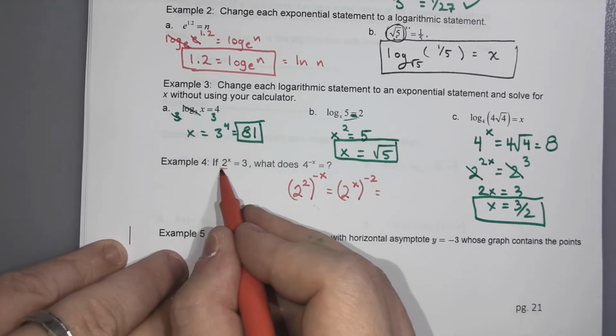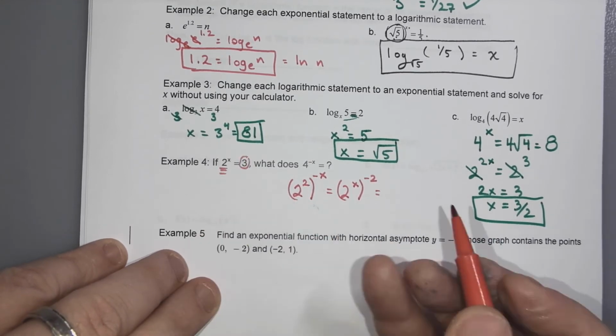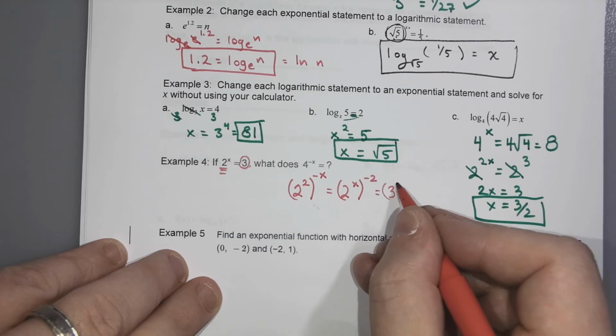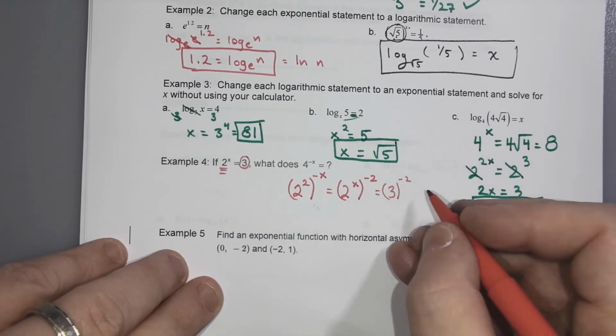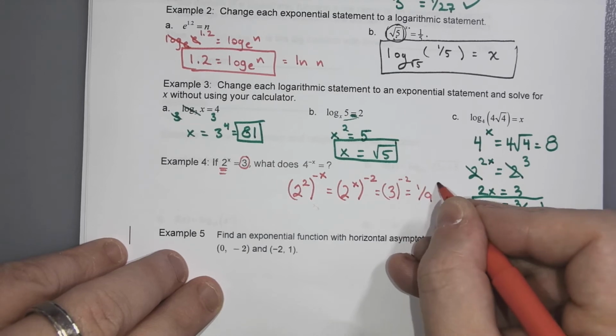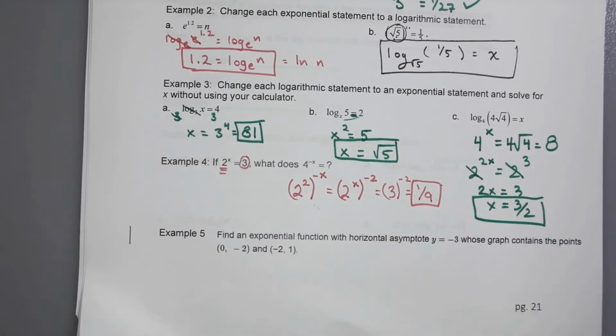But what was 2 to the x again? That was 3. So this becomes 3 to the power of negative 2. And 3 to the negative 2 is just 1 over 9. So the answer to that problem would be 1 over 9.